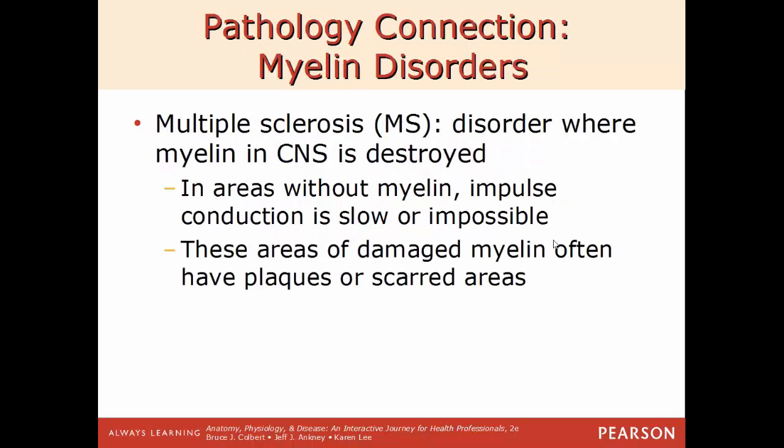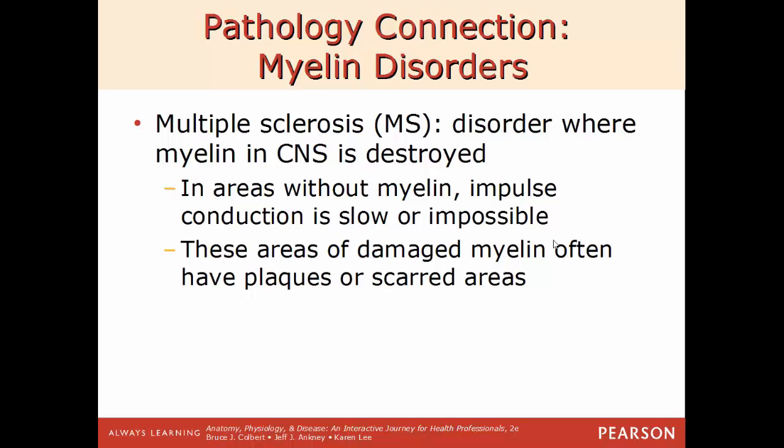Right, now we'll talk about a pathology connection. We'll talk about some disorders with myelin. And probably the most well-known one is MS, multiple sclerosis. This is a disorder where the myelin in the central nervous system is destroyed. So in the areas without myelin, the impulse conduction is slow or almost impossible at some points.